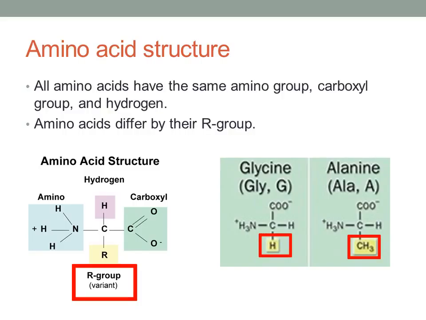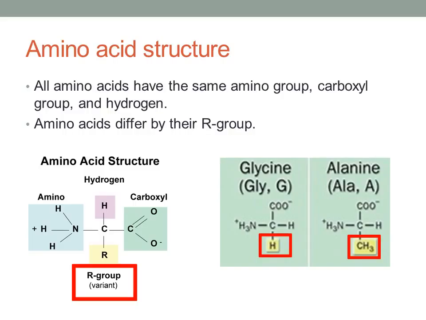If you look on the right-hand side, we have two examples of amino acids. We have glycine, and we also have alanine. Both of these, if you see at the top, have COO negative. That's what we call the carboxyl group. On the left-hand side of both of them, they have an H3N, and that is the amino group. And on the right-hand side, they both have a hydrogen.